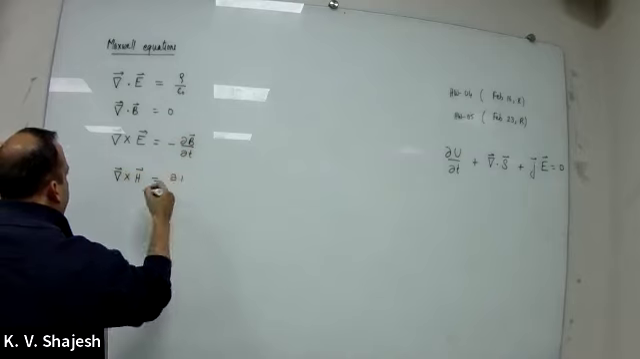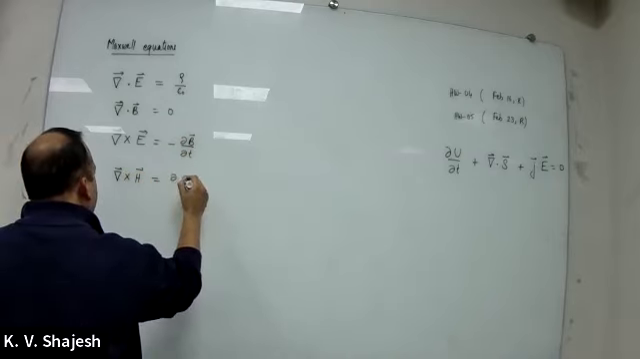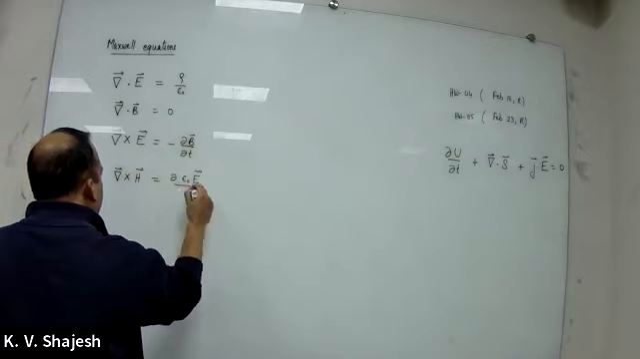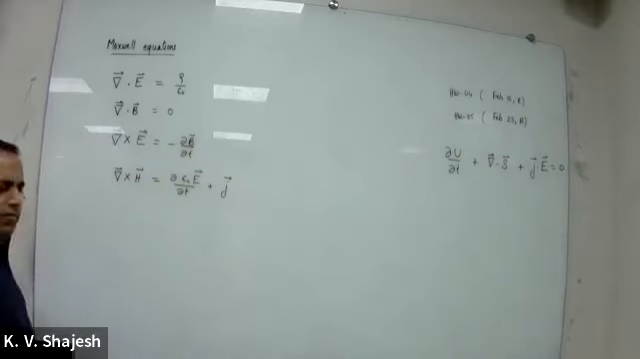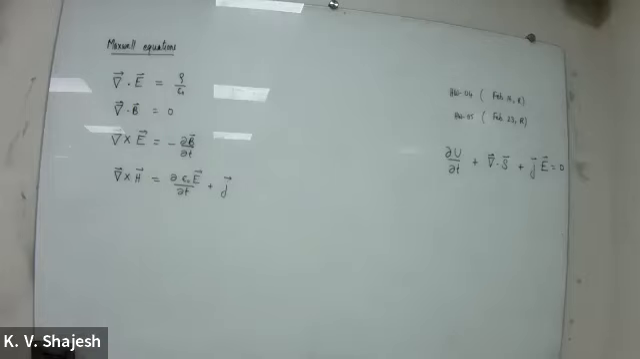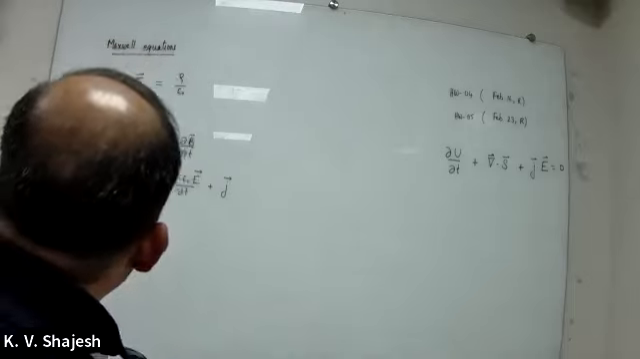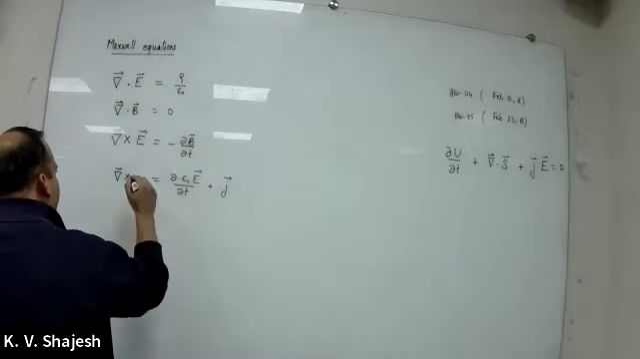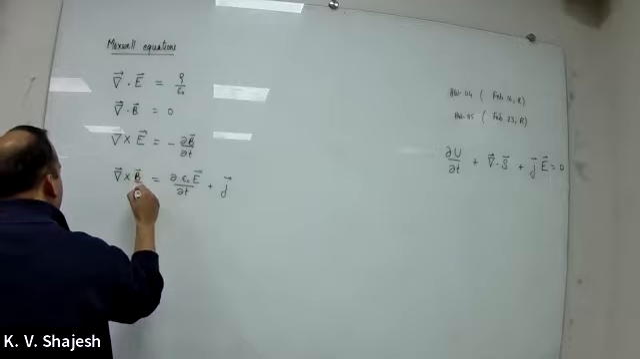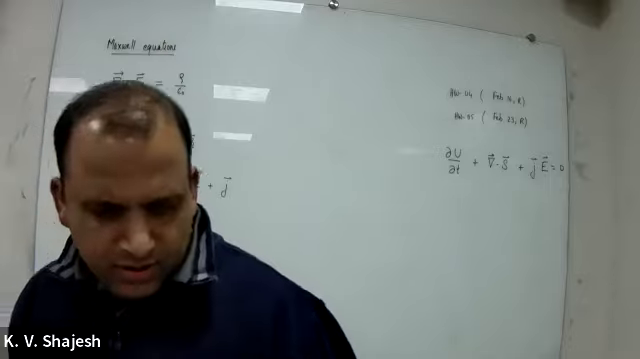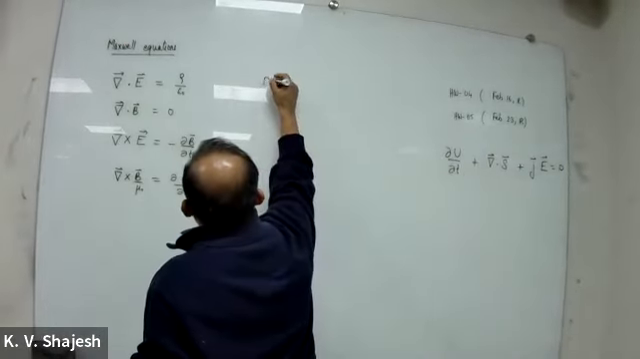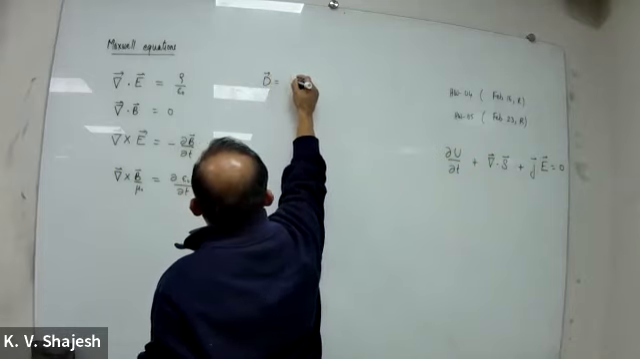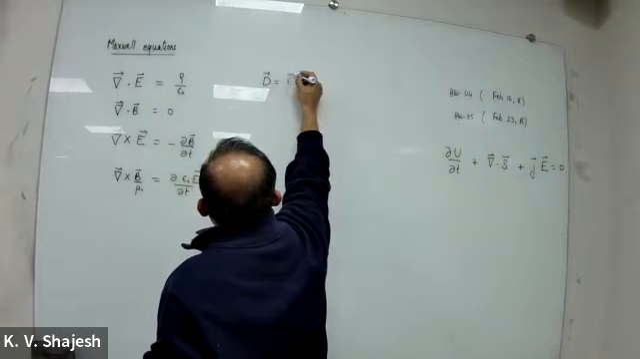Let me replace this H with B over mu naught. Notice when we were writing Maxwell's equations earlier, we explicitly allowed a medium to be there. In general, this is epsilon.